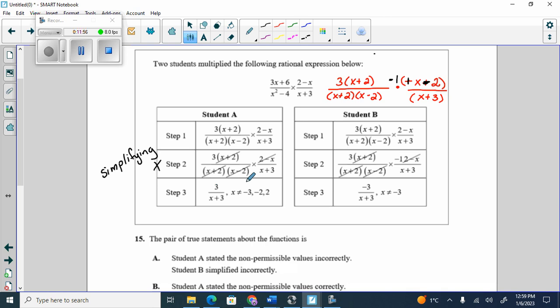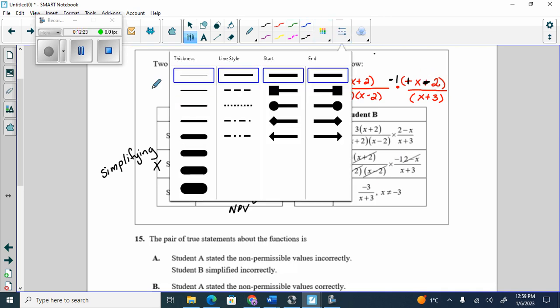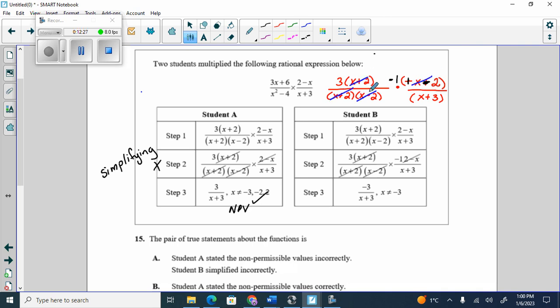Now let's check the NPVs. Negative 2, positive 2, negative 3, negative 3, negative 2, positive 2. So the NPVs are actually right. So simplifying error, NPVs are right. Okay, let's check this one. This one takes the negative 1 out and then cancels these off. Then in the top they have negative 3 and in the bottom they have x plus 3. Let's do it to ours. We're left with negative 3 over x plus 3, so their simplification is good. Their NPVs are bad. It needs to be negative 3, negative 2, positive 2. They state NPVs after they cancel, but you can't do that. You have to state NPVs before you cancel. So NPVs are wrong.